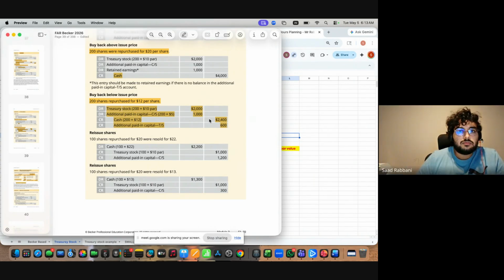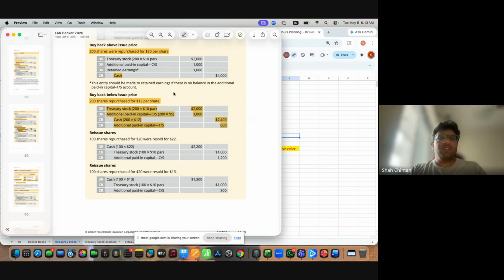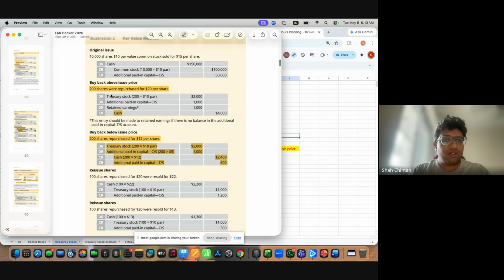Okay, so this is just the two different scenarios. Either you will be given this particular scenario or this particular scenario. Both scenarios will not come together. So first entry is for your original issue. Second entry, what happens when you buy back? One option is you buy back above the issue price. One option is you buy back below the issue price.